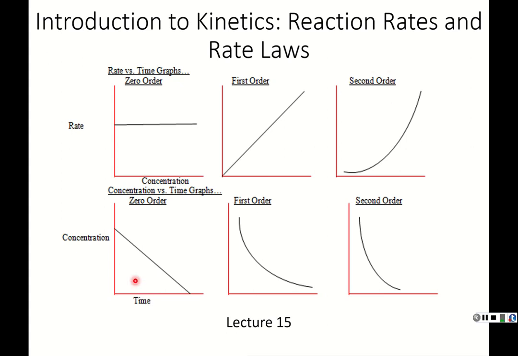In plots of concentration of your reagents versus time, each would look like this. You'd go down linearly if it was a zero order rate because the rate doesn't change. First order rate, you go down exponentially, and then second order even quicker still.